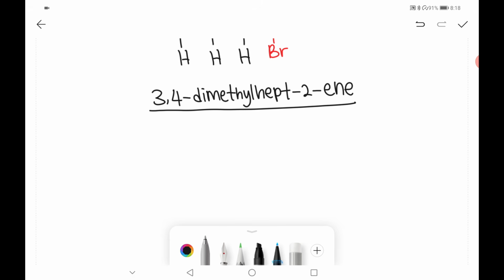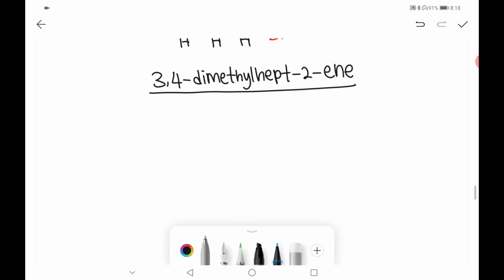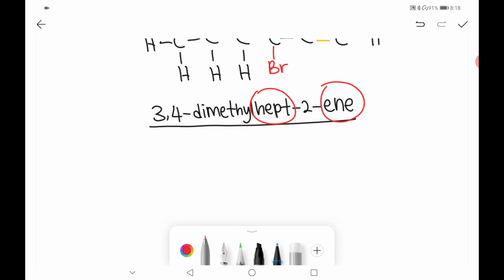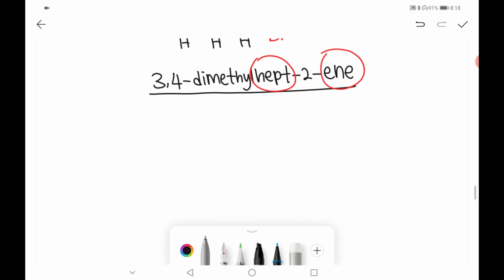3,4-dimethyl heptene. Same thing, always start from the back. So we have "ene", which means it is an alkene. Alkene must have a double bond. Then when we see the word "hept", what does it mean? The longest carbon chain has 7 carbons. So we will draw 7 carbons.